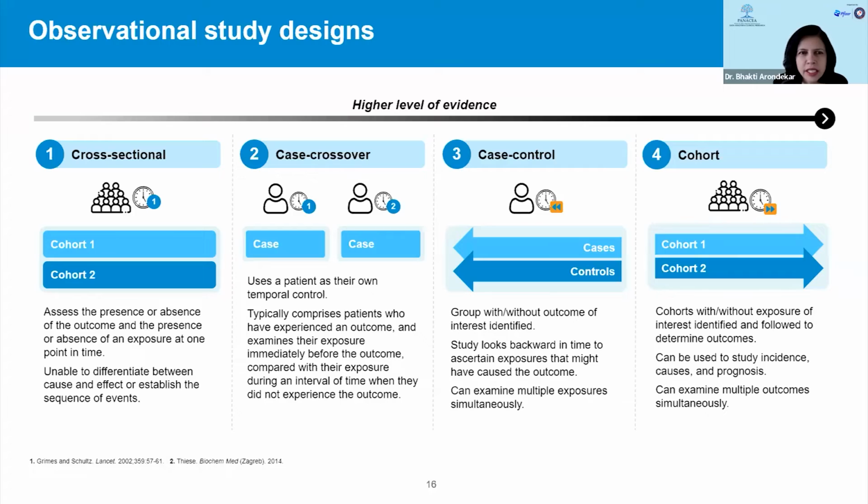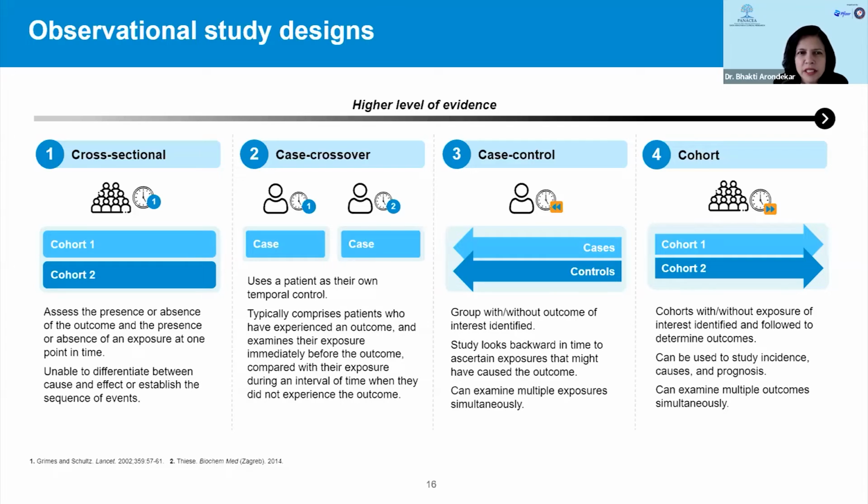A cross-sectional study is a study that's done at a point in time. So at this point in time, I'm going to look at 2 cohorts of patients. I'm going to look at the exposure and the outcome in these patients. And then depending on the presence or absence of the exposure at a point in time, I'm going to assess if there is an association between the exposure and the outcome. The issue with this is you can't really establish causality. It is only an association that you can establish between the exposure and the outcomes.